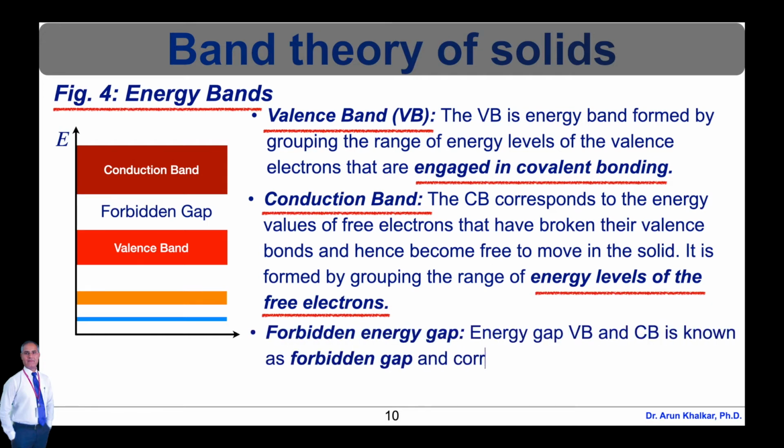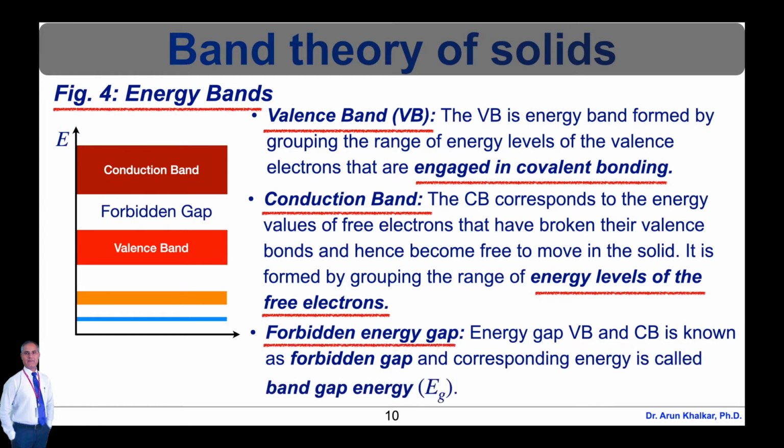Next is the forbidden energy gap or band gap. The energy gap between the top of the valence band and the bottom of the conduction band is known as the forbidden gap, and the corresponding energy is called the band gap energy, which is represented by capital E subscript small g. In solids, electrons cannot stay in the forbidden gap because there is no allowed energy state in this region. The forbidden gap is the major factor for determining the electrical conductivity of a solid.